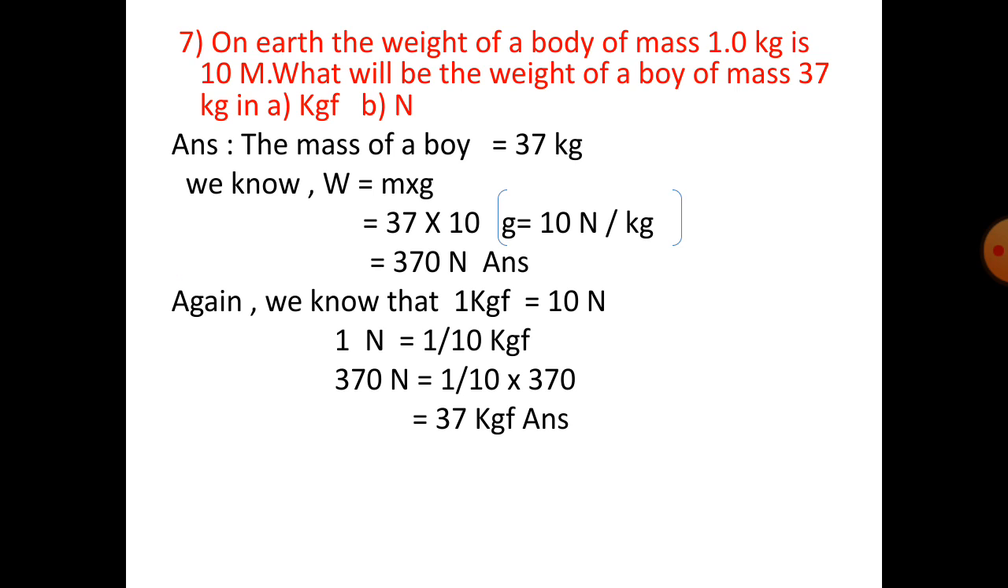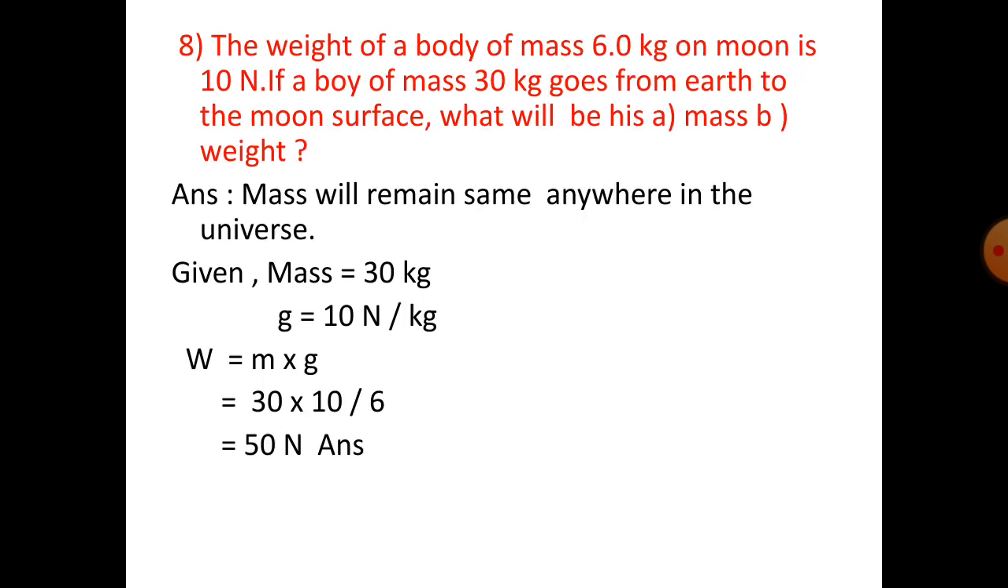And again we know that 1 kilogram force is equal to 10 Newton. So 1 Newton is equal to 1 by 10 kilogram force. So 370 Newton is equal to 1 by 10 into 370, which is equal to 37 kilogram force.